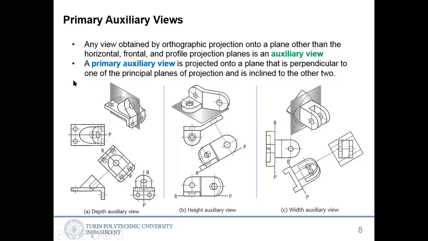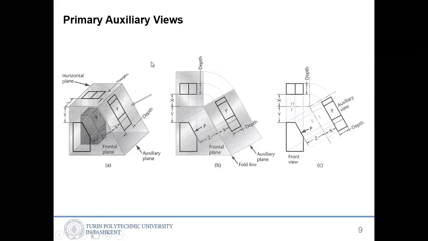And there is a primary auxiliary view and a secondary auxiliary view. A primary auxiliary view is projected onto a plane that is perpendicular to one of the principal planes, like horizontal, frontal, or profile, and is inclined to the other two. That is called a primary auxiliary view. Something like this. So the view is perpendicular to the P plane.